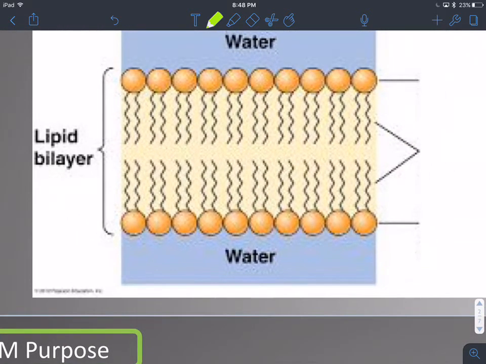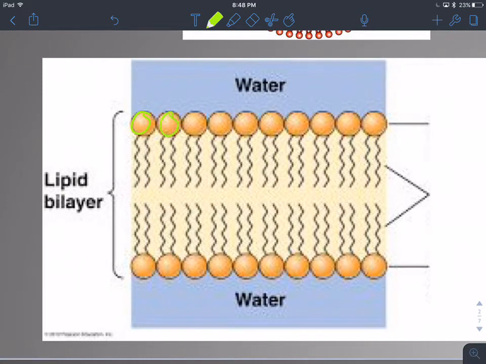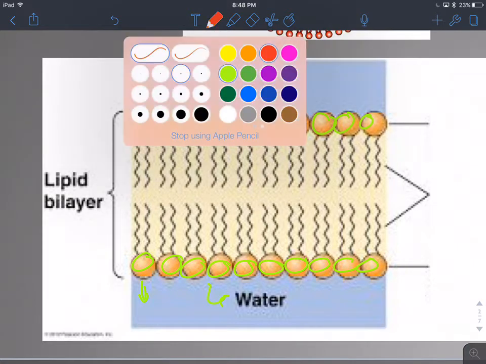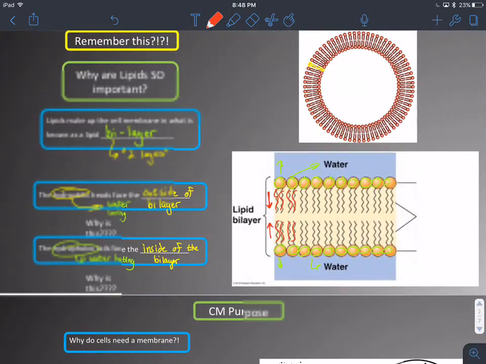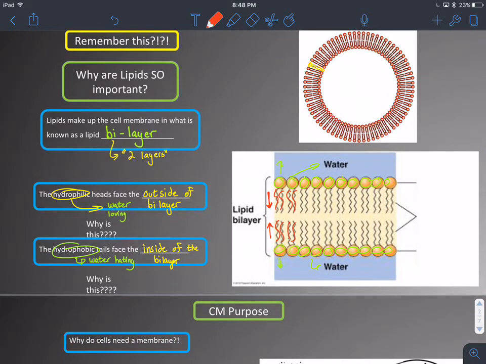If you look at this great diagram, you'll see that we have the hydrophilic heads. These all face outwards towards the water. Whereas these hydrophobic tails, you'll see that these all face inward towards one another. They're away from the water. So that's a total recap on what we've done so far.